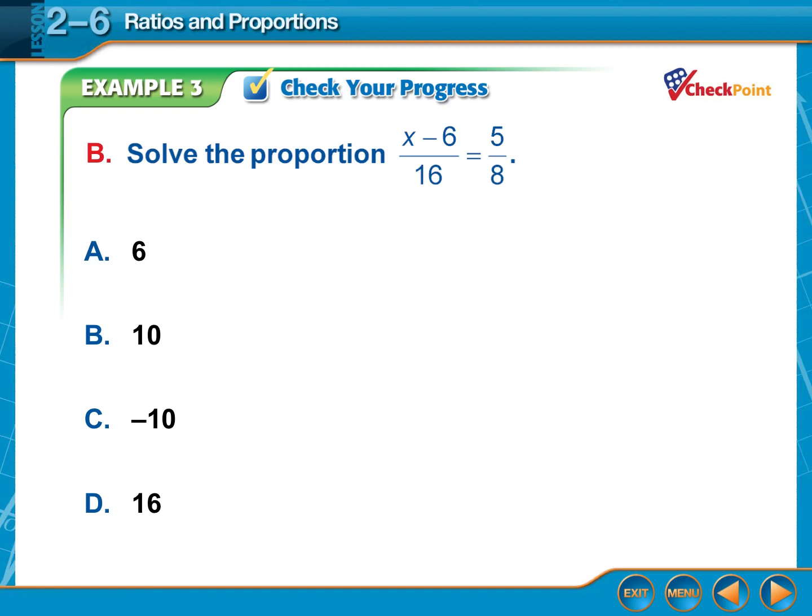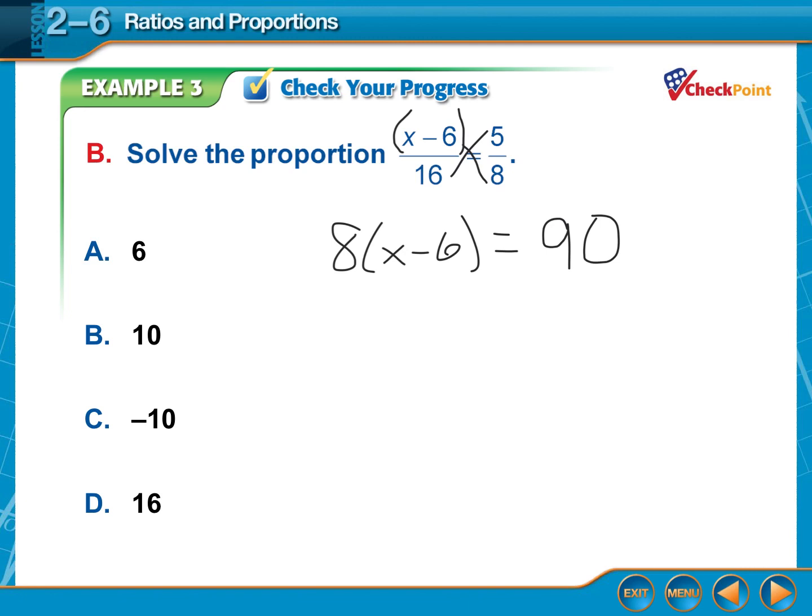Here, we have to be careful because x minus 6 is together. That is a quantity. So if you ever see a quantity, put parentheses around it. Everyone put parentheses around that one. So now we just cross multiply. So we have x minus 6 times 8. So write it as 8 times the quantity x minus 6. And then we have 16 times 5. What's 16 times 5? 80.